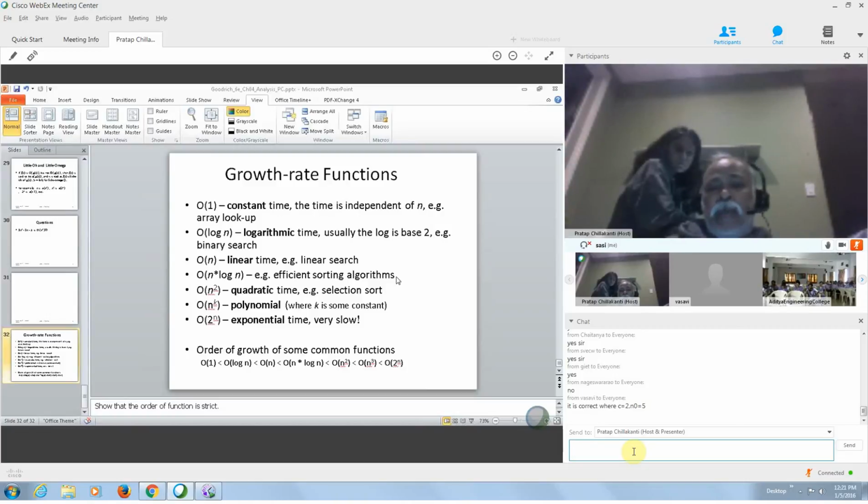Then you have n log n efficient sorting algorithms. Remember you did the selection sort? That is order of n squared. And of course, going from left, it runs from the most efficient to the least efficient.